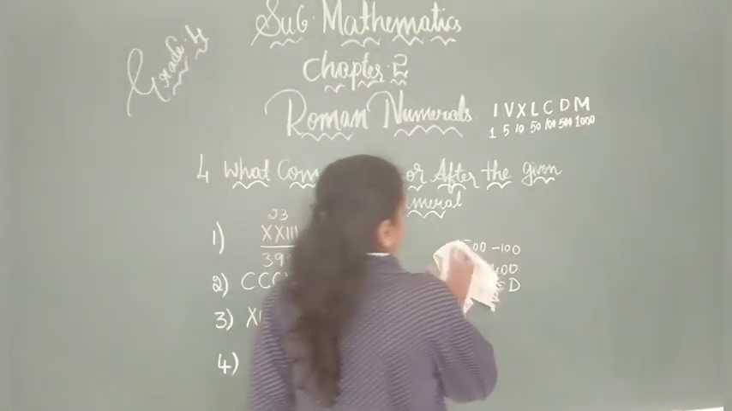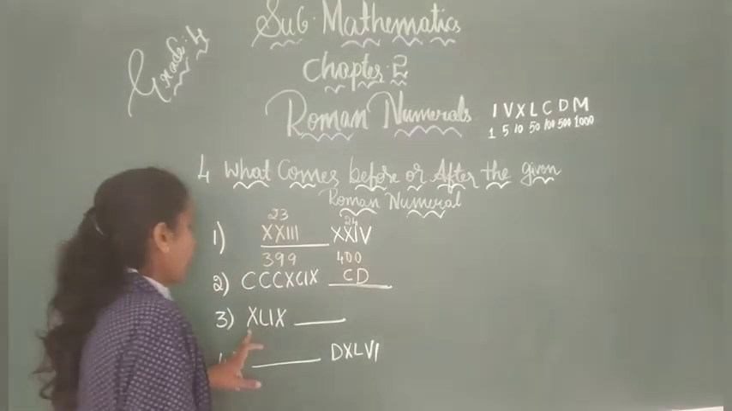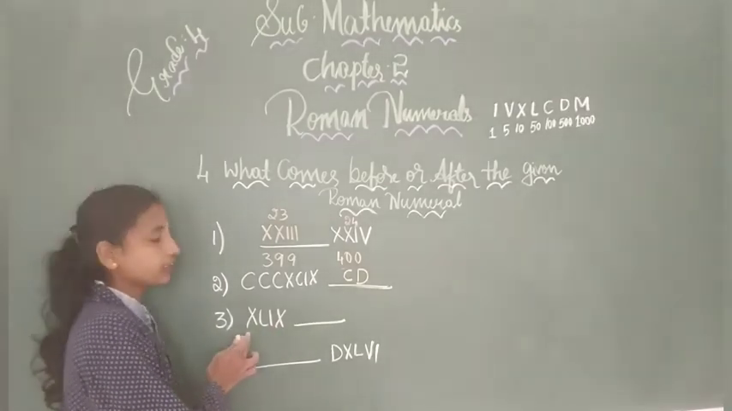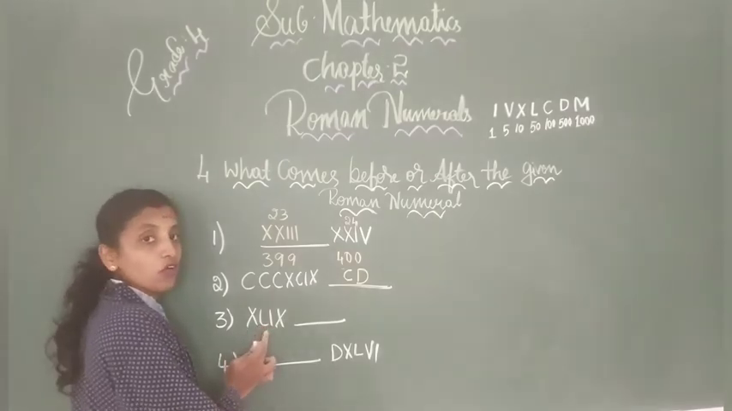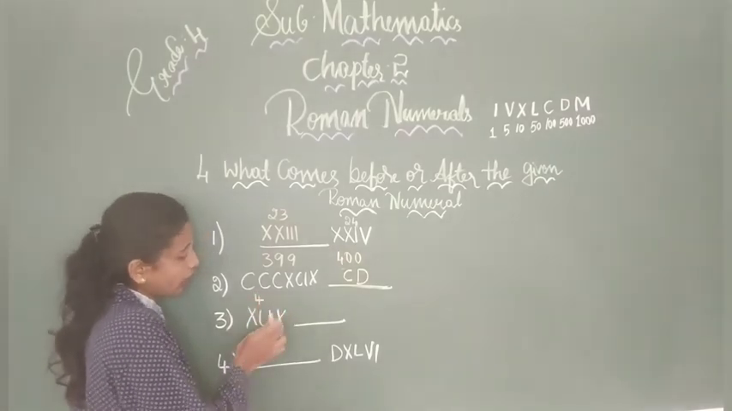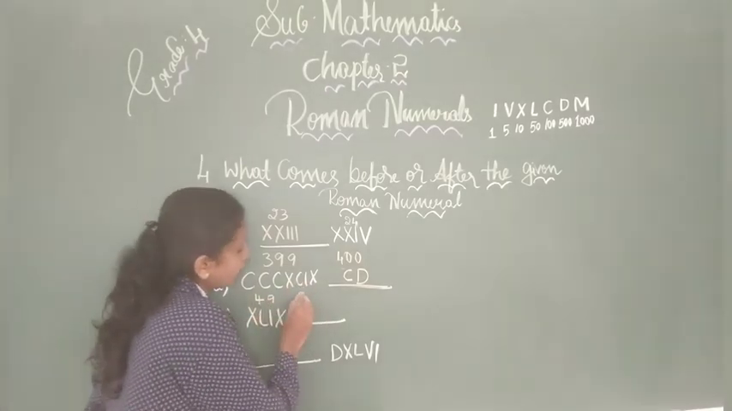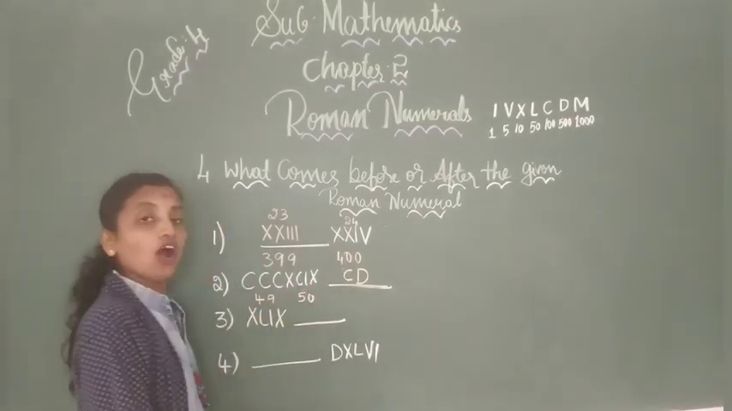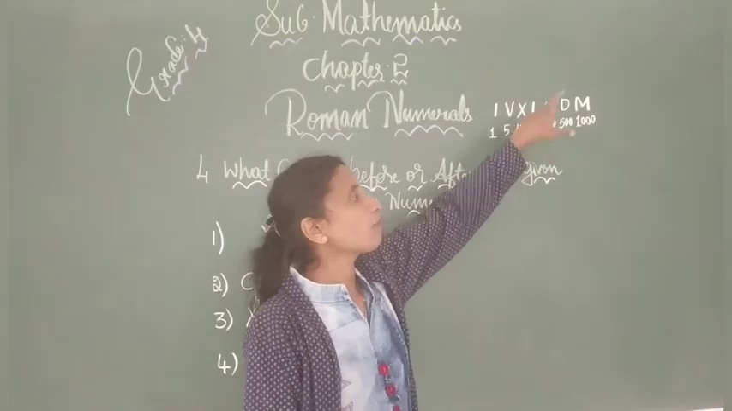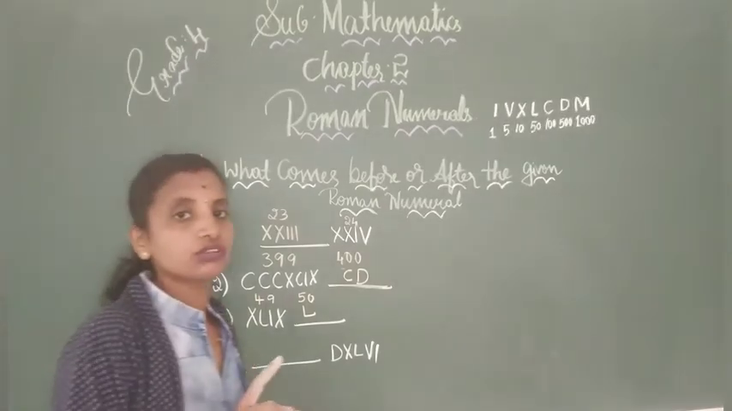Let us write. Next, one more. XLIX. X means 10, L means 50, and X is on the left side. So now write 49. You see, IX means 9. 49. And the next number is 50. How do we write it in Roman numerals? In Roman numerals 50 is represented by L. You see, L. Any doubts?